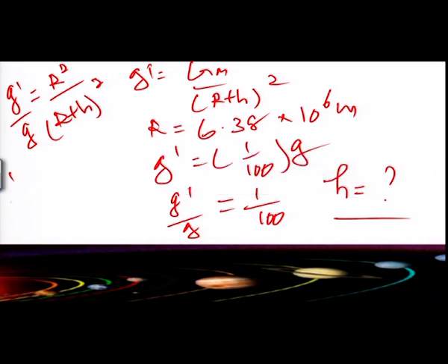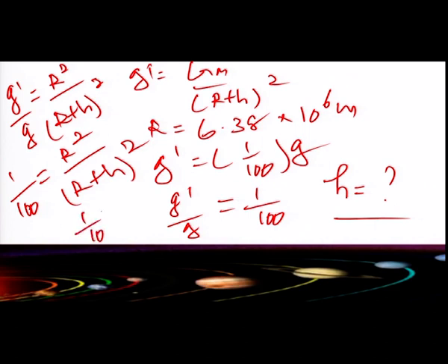G dash by g is 1 by 100, that is equal to r squared by r plus h the whole square. When you simplify it further, we will have 1 by 10 is equal to r by r plus h. So, when you simplify it further, 1 by 100 is r squared by r plus h the whole square. Therefore, 1 by 10 will be r by r plus h.